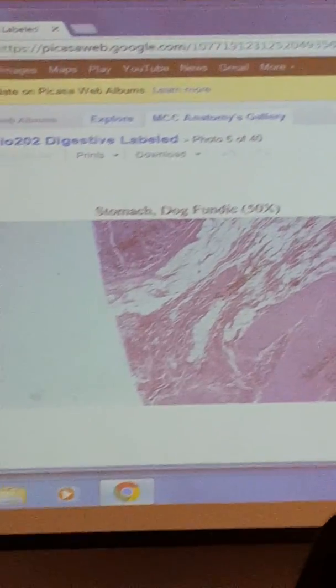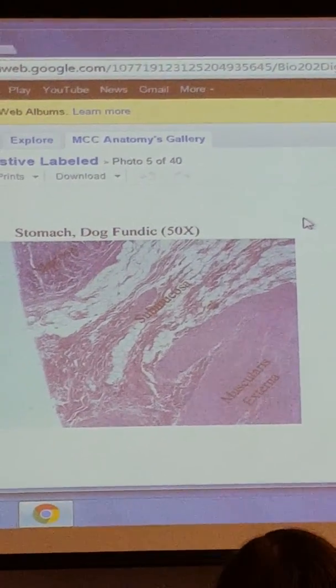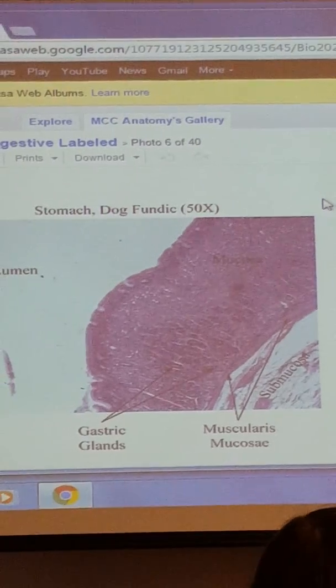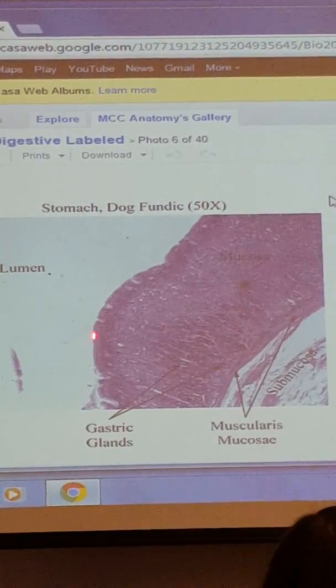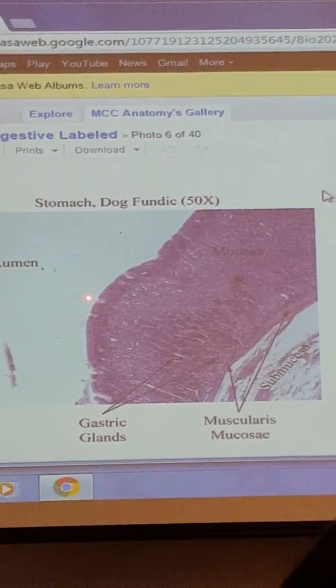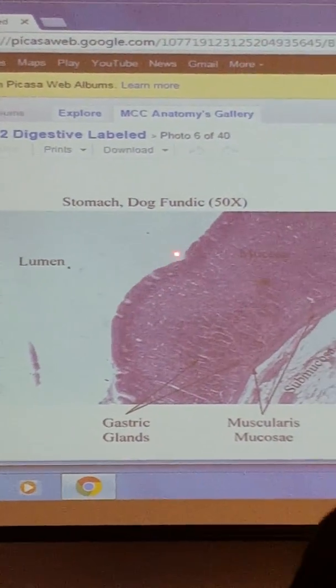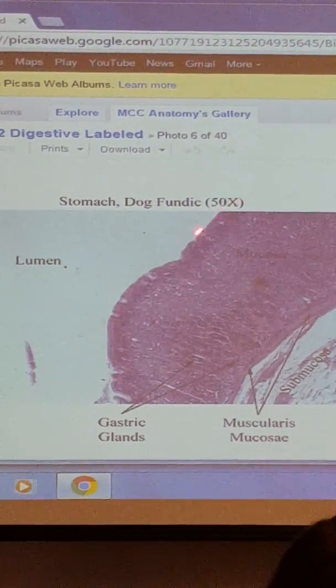Stomach of a dog. Yeah, can't tell. That's a weird one. This is definitely the stomach, but I think that's the slide that we already had. You can see the crypts, or the gastric pits is what they're called. The indents along the wall there.